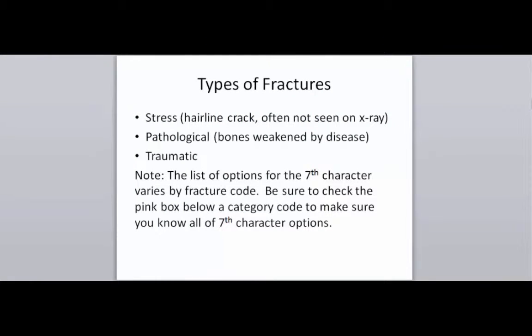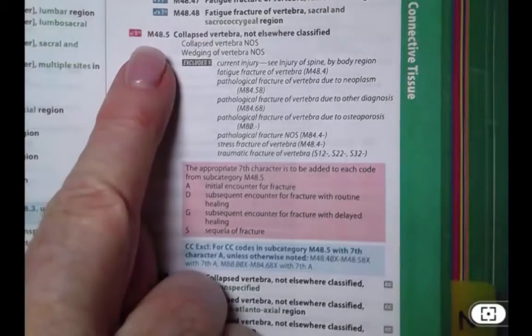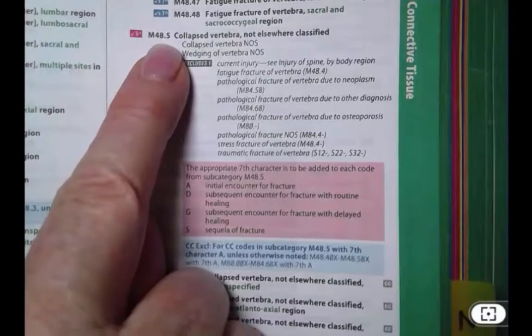The types of fractures that you're going to be looking at are stress, pathological, and traumatic. And depending on the type of fracture it is, you have different options for your seventh character. So let me just show you one. I think I have it here. No, I don't. This particular condition is collapsed vertebra.